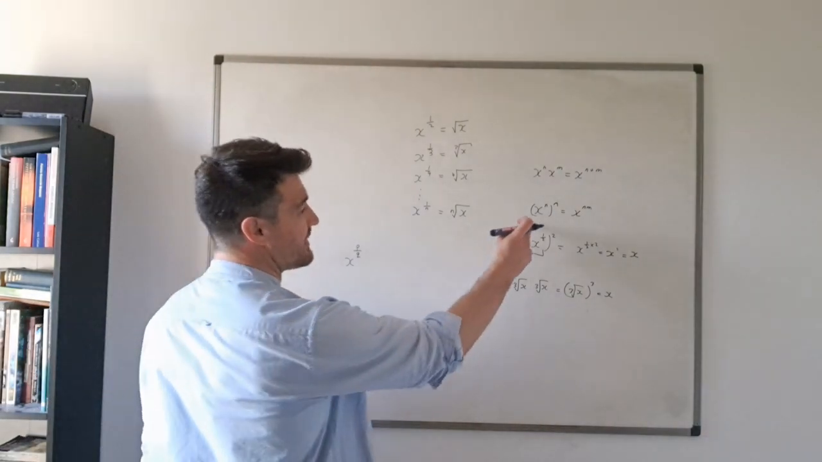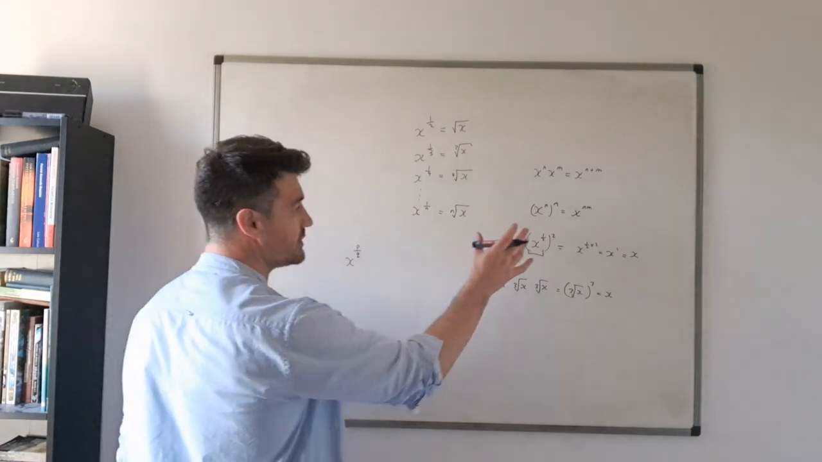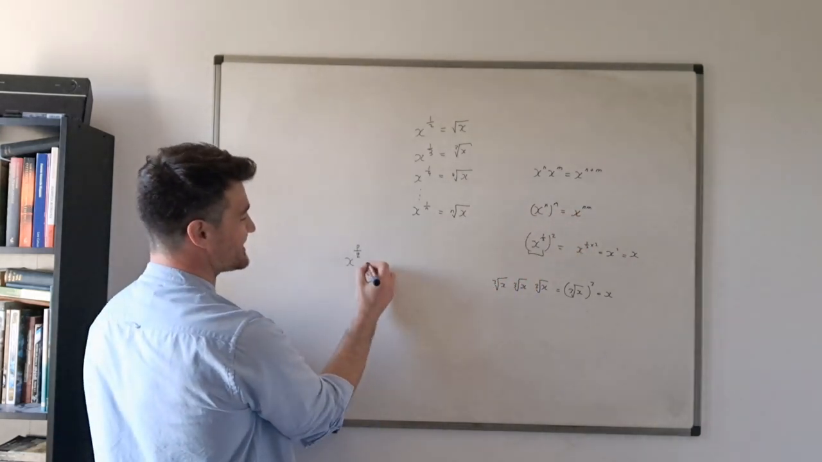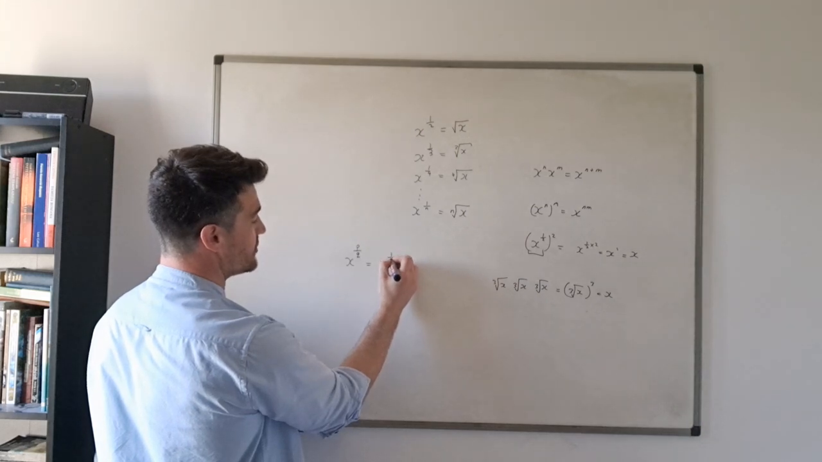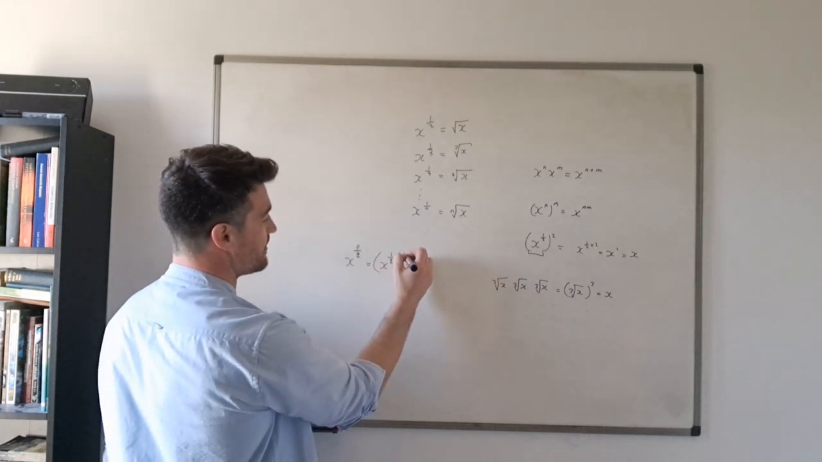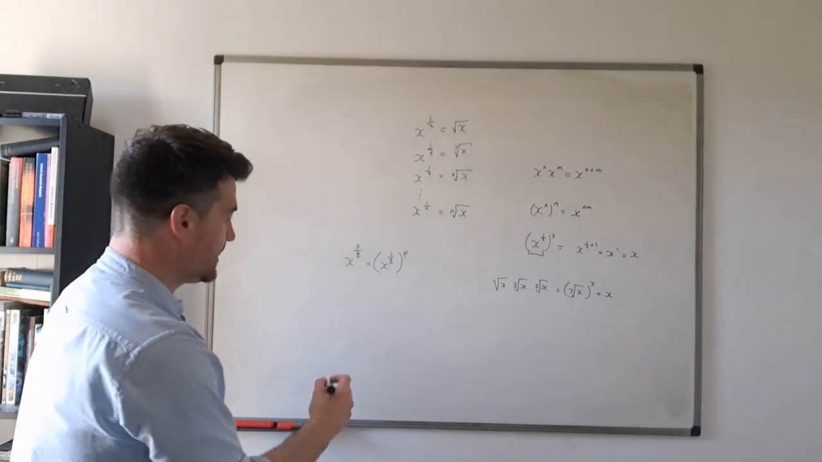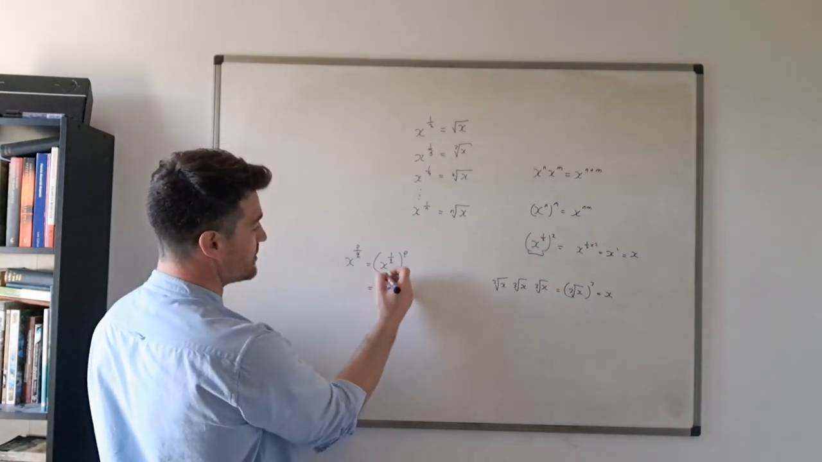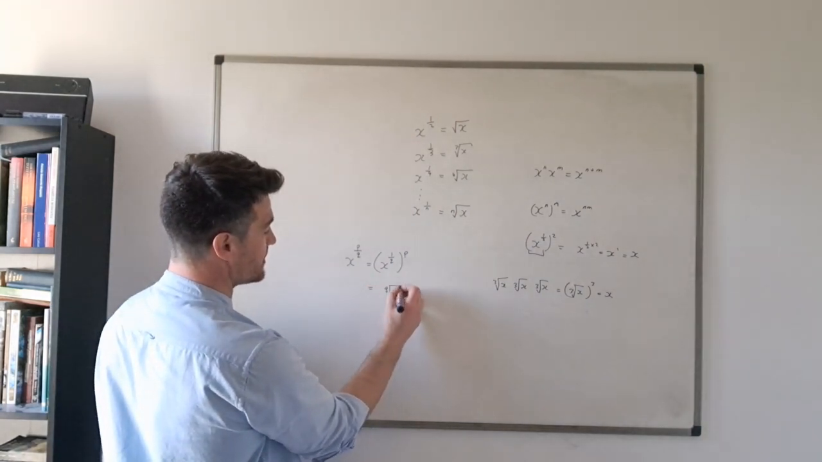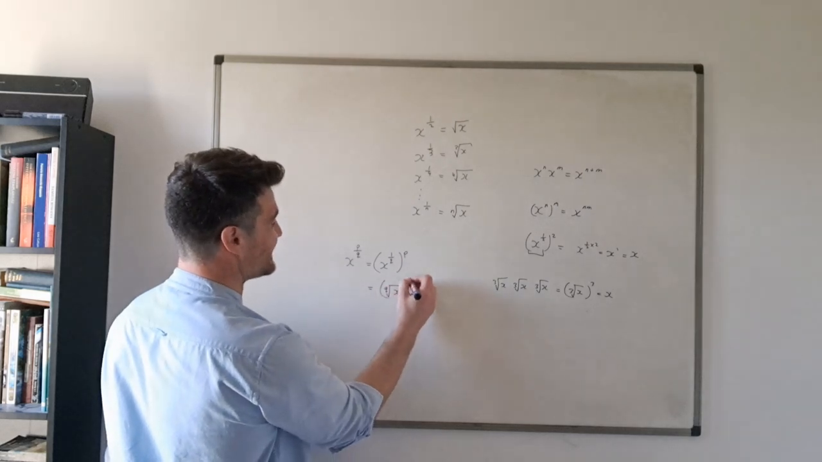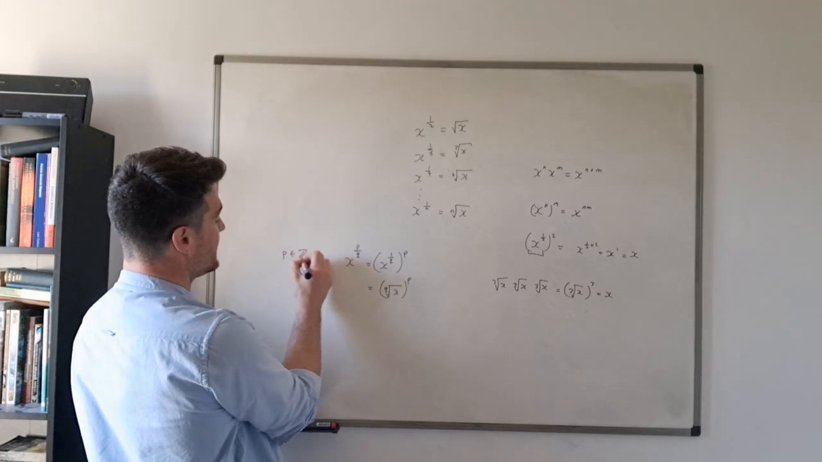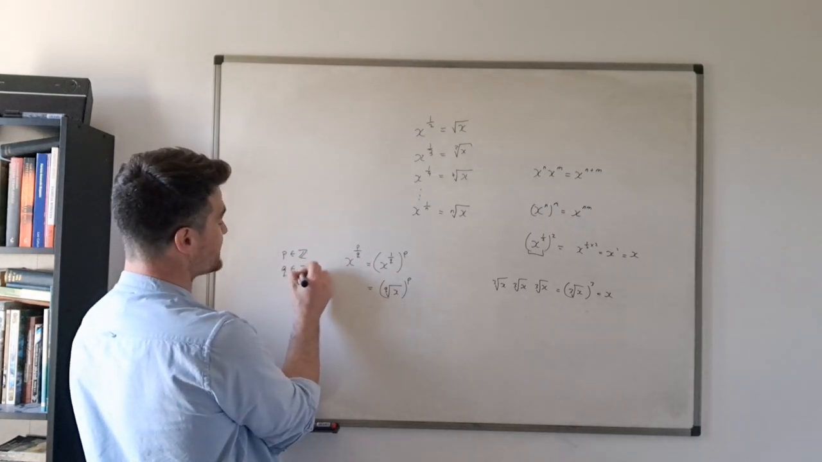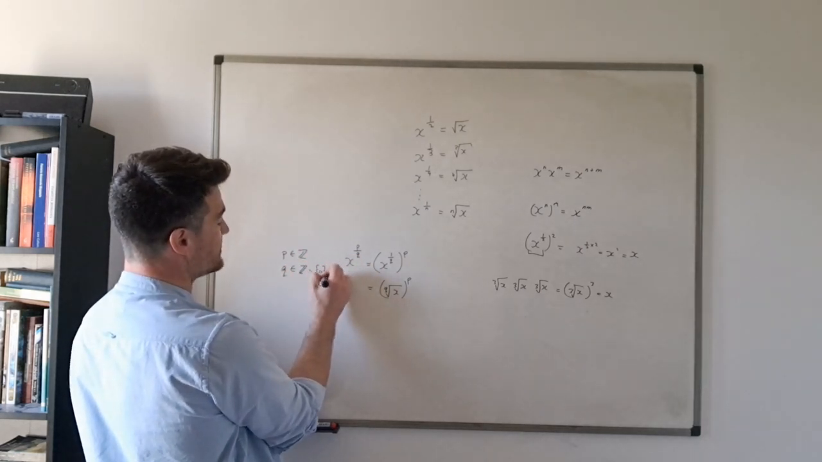Well, again, coming back to this rule, if I want this rule to work, it suggests that this is going to be equal to x to the power of 1 over q, to the power of p. In other words, x to the power of p over q is going to be the qth root of x, to the power of p. And yes, I'm assuming here that p is an integer and q is a non-zero integer.